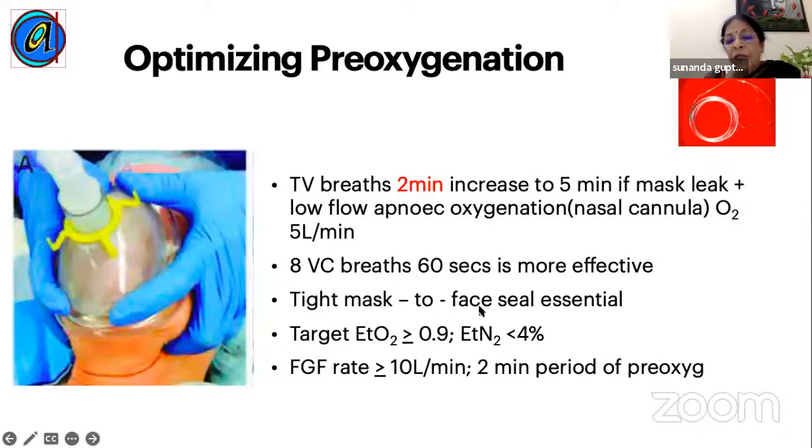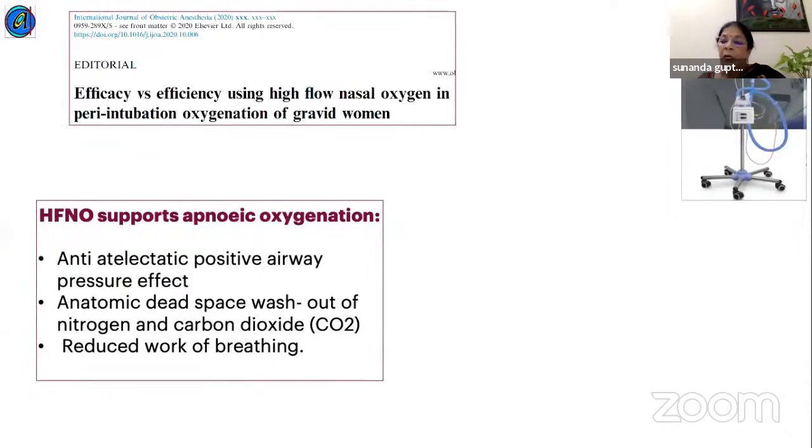A tight mask to face seal where you do not allow any air entrainment would help in adequate oxygenation and maintaining the target ETO2 at more than or equal to 0.9 with a nitrogen estimate at less than 4%. Now the fresh gas flow rate with the mask should be more than 10 to 15 liters per minute, and 2 minutes of pre-oxygenation is considered adequate.